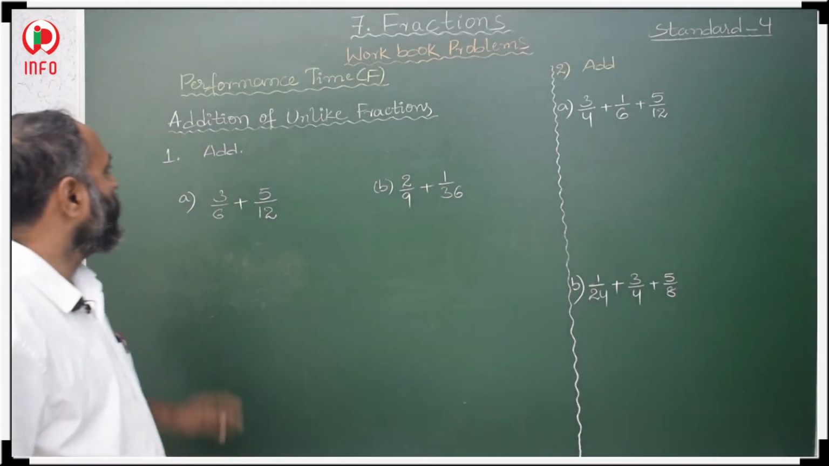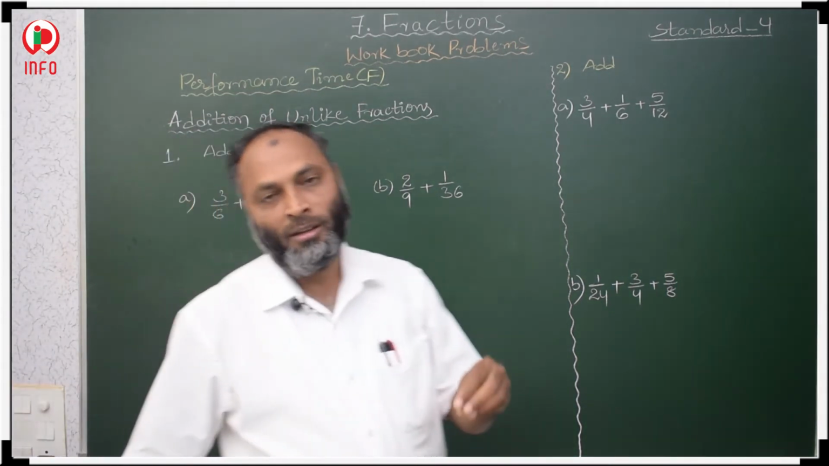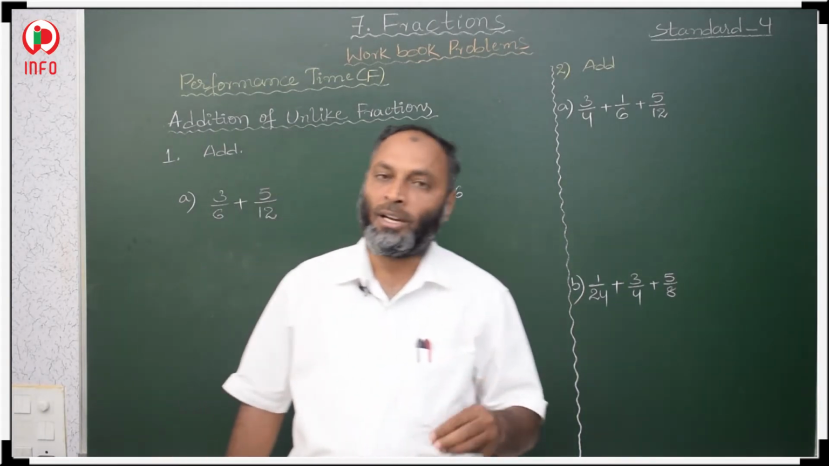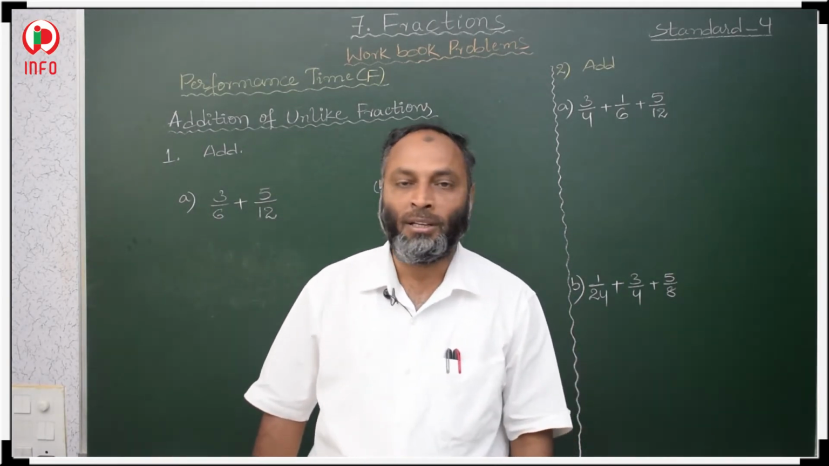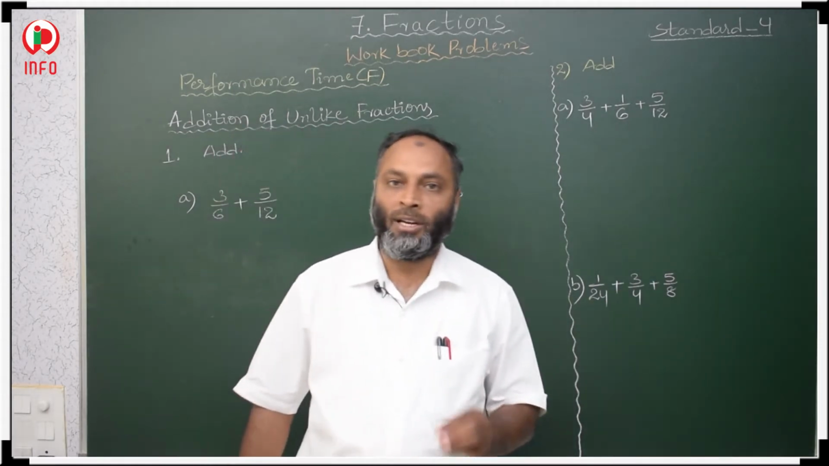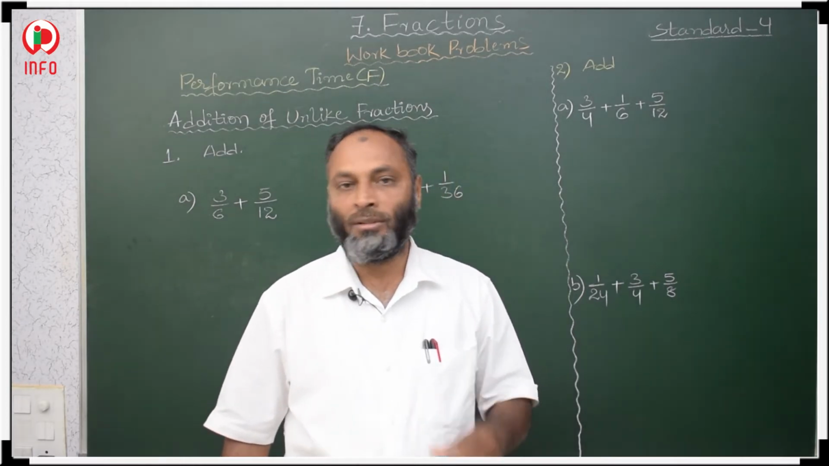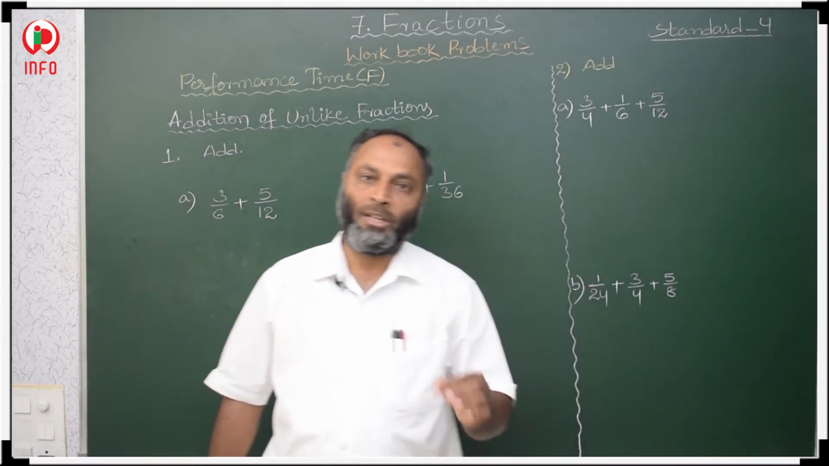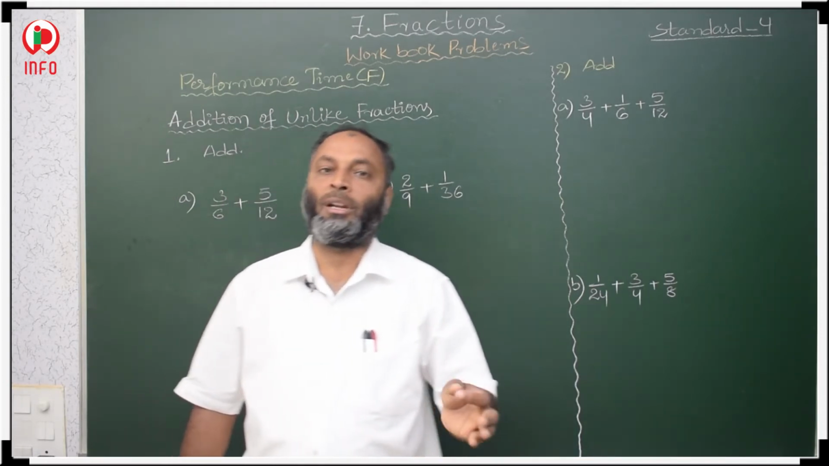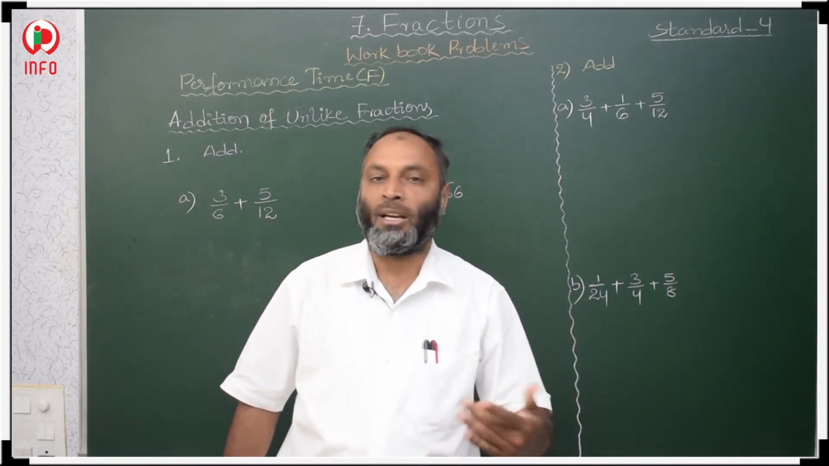Now, students, see here, addition of unlike fractions. Before, what we did was addition of like fractions. Now we are going to do addition of unlike fractions. So, how to add unlike fractions? When unlike fractions are given, first we have to convert unlike fractions into like fractions. Then after that the method is the same: add the numerators over the common denominator. If simplification is possible, then simplify it, otherwise leave it.